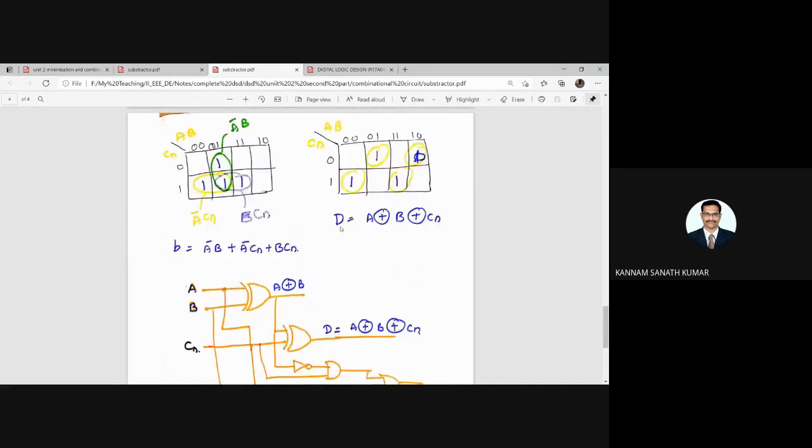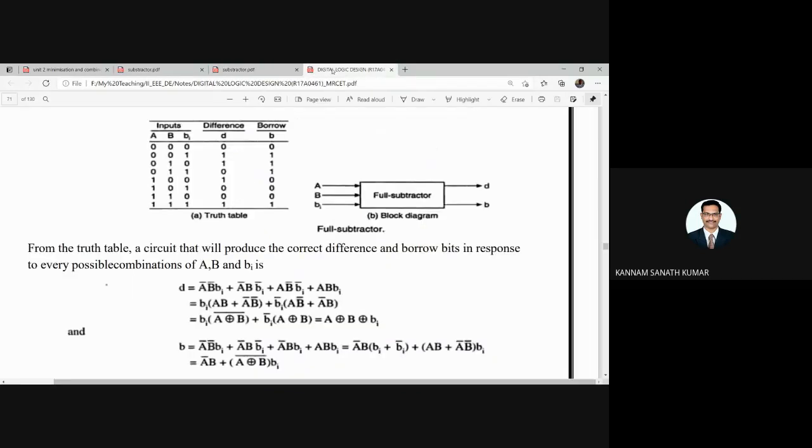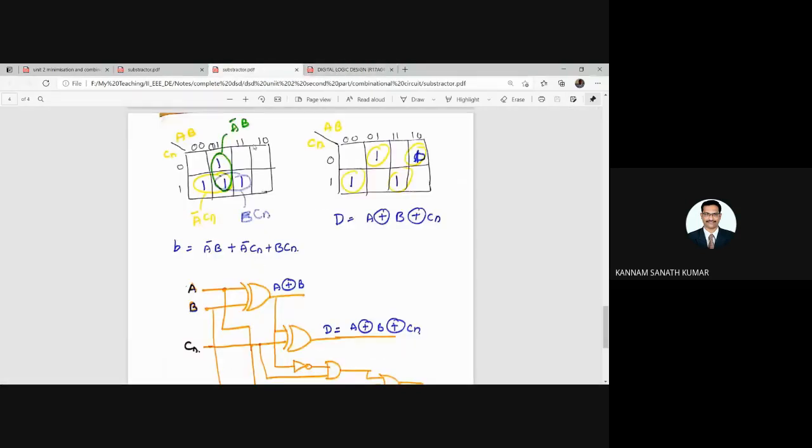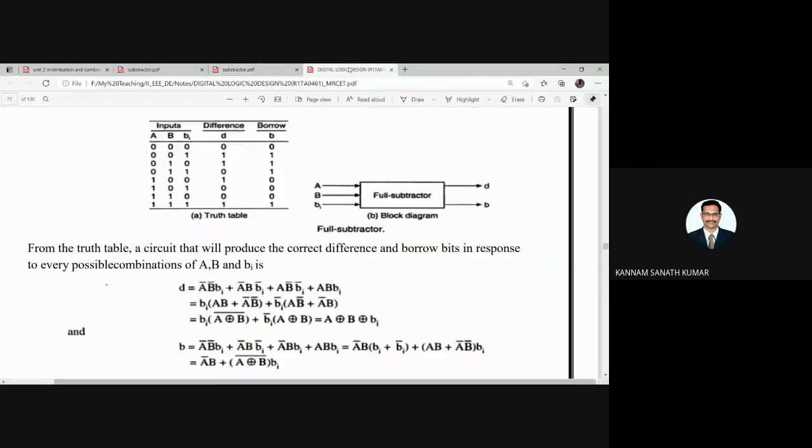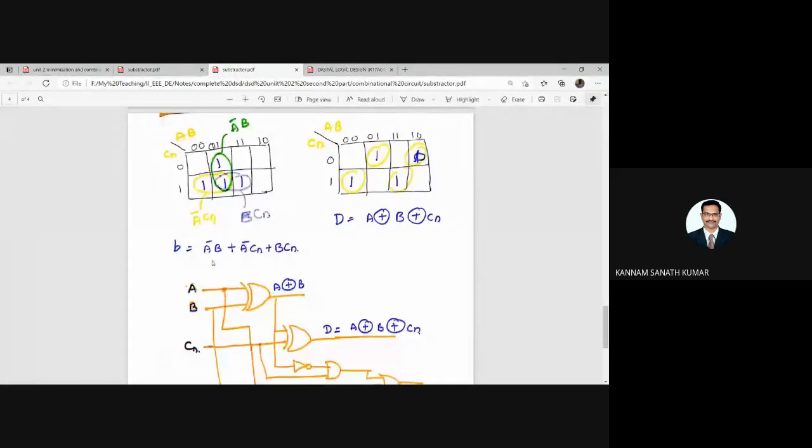So what is the difference you got? D equal to A XOR B XOR C input. You can consider C input, or here if you see, Bi. Okay, so what is the borrow out? Borrow is A bar B plus A bar Bin plus B Bin.